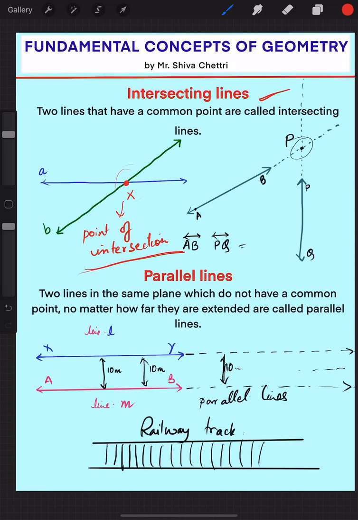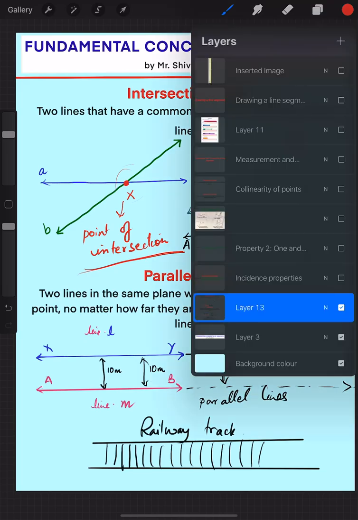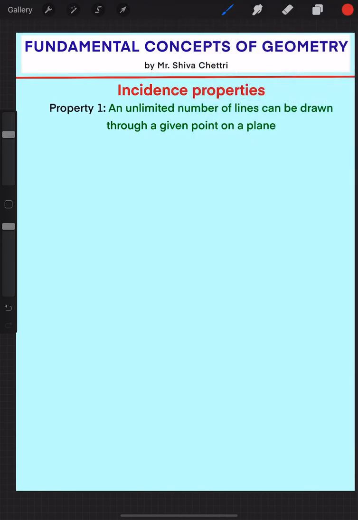So next we have another part, that is incidence properties. What is meant by incidence properties is that a point and a line can have certain properties, right? Point and line can have certain properties which are universally accepted, which means the concept is the same throughout the globe. You cannot change it, it is accepted universally or globally. Those are fundamental, so those properties are called incidence properties, and we basically have three properties for now. Let us discuss them one by one.